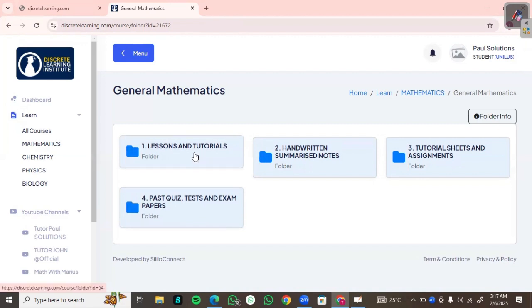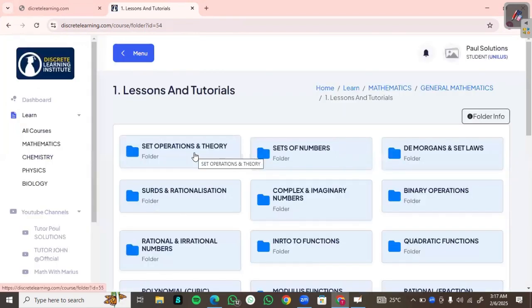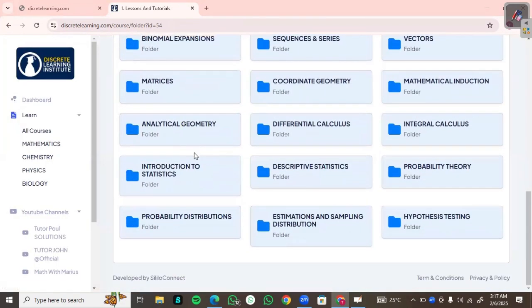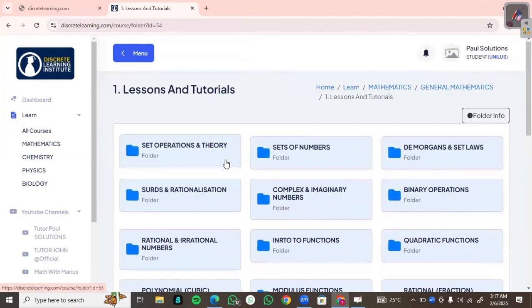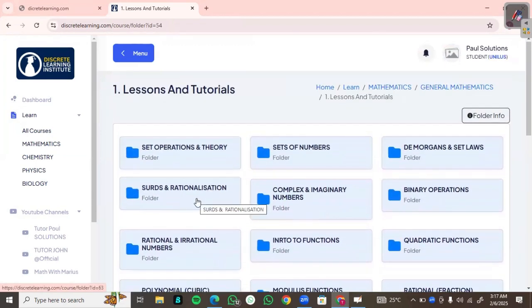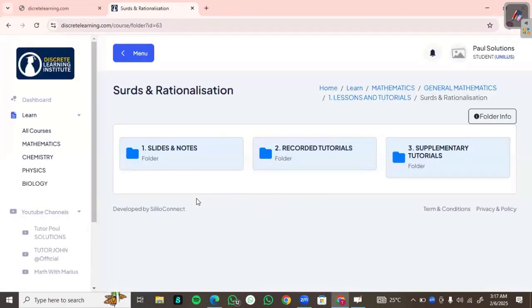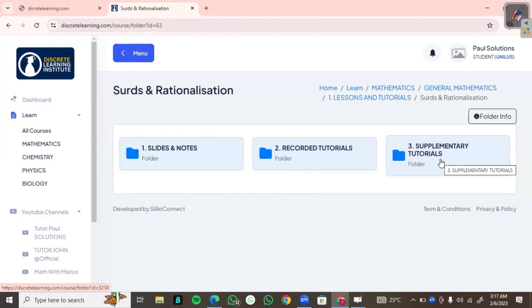So if you go in lessons and tutorials here, okay, you're going to find all the topics that you can have in math. So you can see there are a lot of topics, right? So let's say, for example, I want to learn maybe SADs and rationalization. So I'll click SADs and rationalization there, and then I'm going to find 3 folders. Okay, so the first one is for the notes. The second one is for the recorded tutorials that we record for ourselves. And then here where I put supplementary tutorials, there are other videos that you can use to learn.